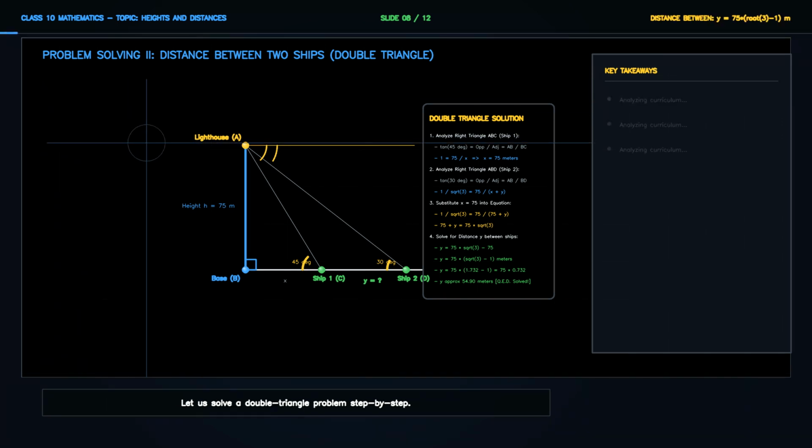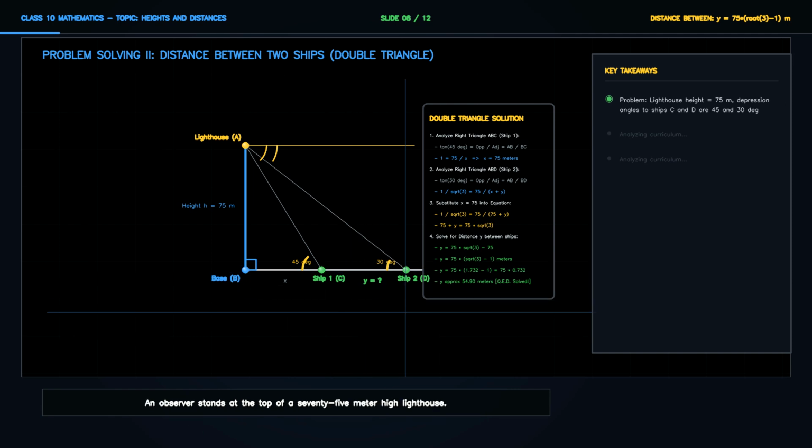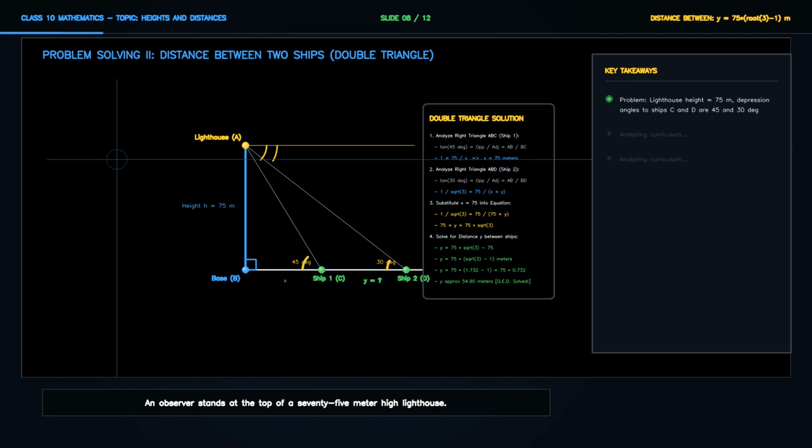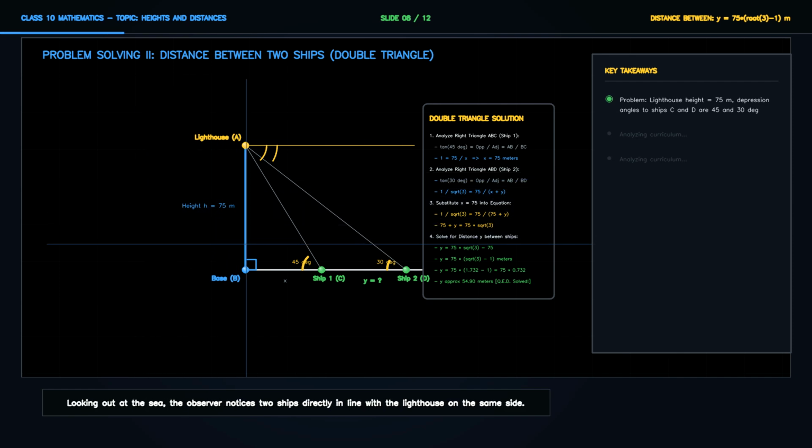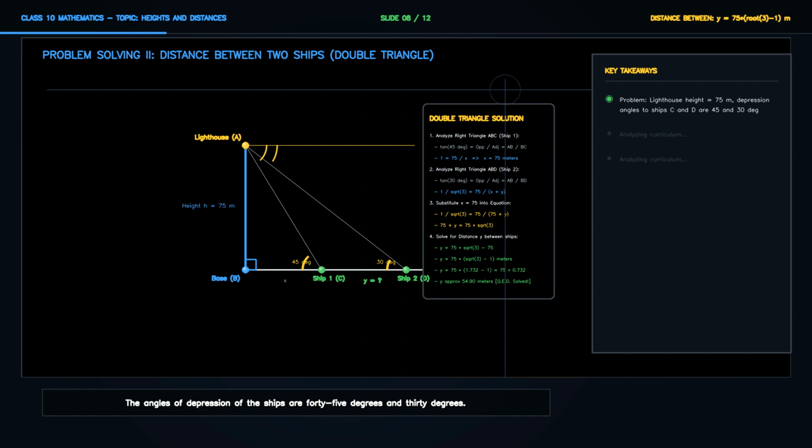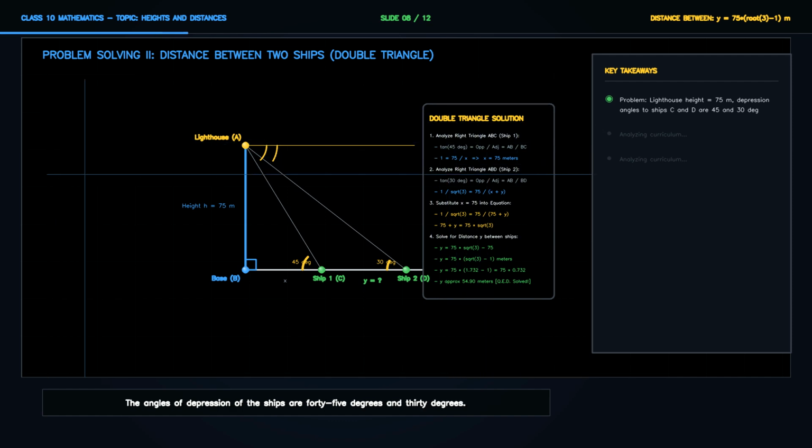Let us solve a double triangle problem step by step. An observer stands at the top of a 75-meter-high lighthouse. Looking out at the sea, the observer notices 2 ships directly in line with the lighthouse on the same side. The angles of depression of the ships are 45 degrees and 30 degrees. Let us find the distance between the 2 ships.